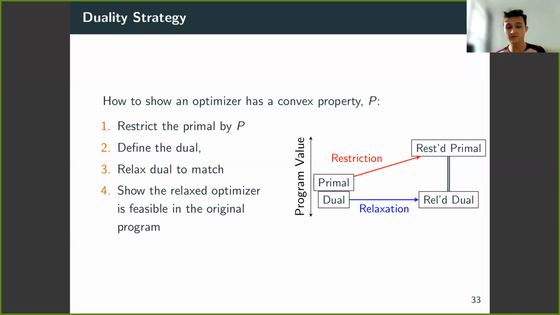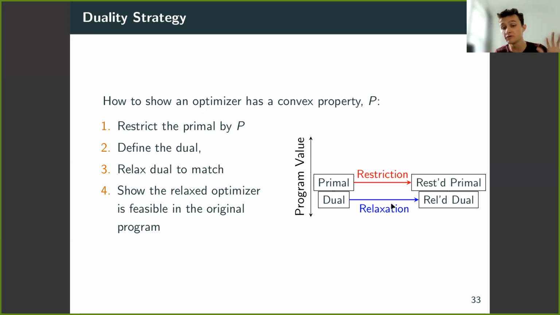So instead of showing that the value of the primal is feasible in the restricted primal, you can instead show that the value of the relaxed dual is feasible in the dual. So you're sort of going in a different direction. And then you can use strong duality, and that shows you that your restriction doesn't actually change the value of your program. So that's the picture.